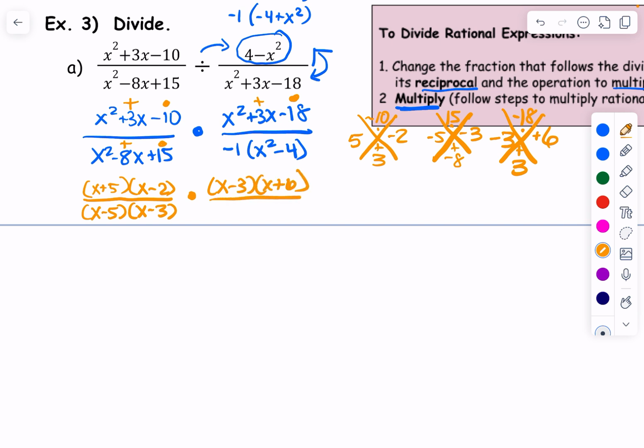Now on the bottom, we already factored this one once. We took the 1 out, but we have the difference of squares right here. So we will turn that into x plus 2, x minus 2, and we are ready to roll.